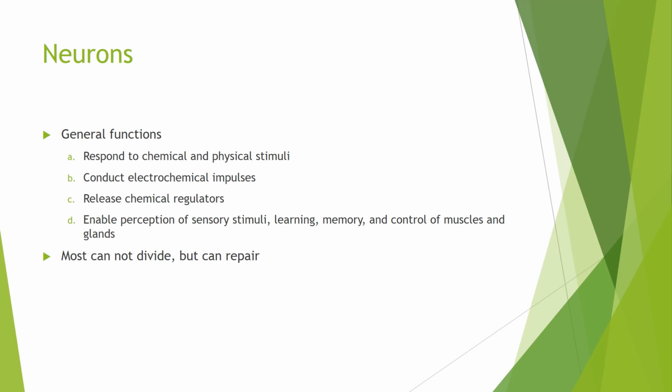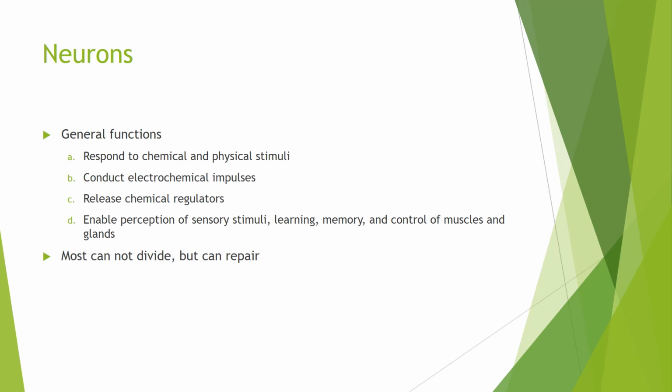Most neurons are not able to divide, but they can repair themselves depending on the extent of damage. But there also are some neurons within the olfactory for smell that have been found to regenerate, as well as within the hippocampus, which is involved within learning and memory, and then also part of our limbic system for emotions as well.